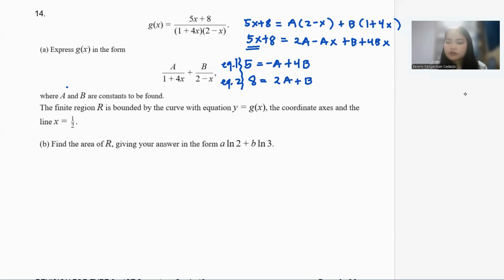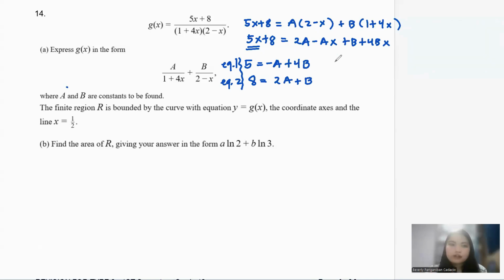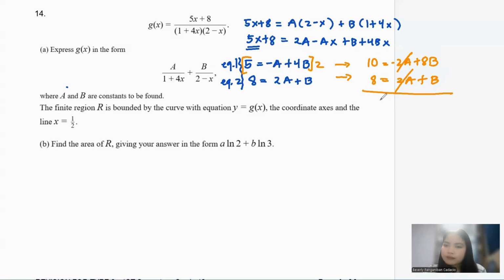Okay. Now you're going to do simultaneous equations here. The easy way is, of course, to do elimination. I will multiply this by 2 so I can cancel the 8. So this one becomes 10 is equal to negative 2a plus 8b, and the other one will become 8 is equal to 2a plus b. There's no change in equation 2. Then I'm going to add them. It will become 18 is equal to 9b. Divide both sides by 9. Your b is equal to 2.